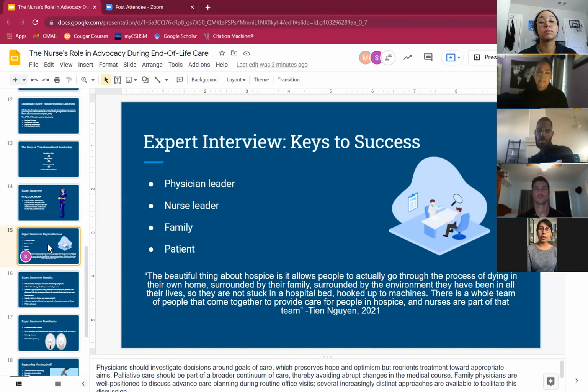Several increasingly distinct approaches are available to facilitate this discussion. So she shared that nurses should aim to relieve suffering by identifying, assessing, and treating pain and other physical, psychosocial, and spiritual problems of the family and the patient. Comprehension and communication are very important to her for hospice care to be a success. Next slide.